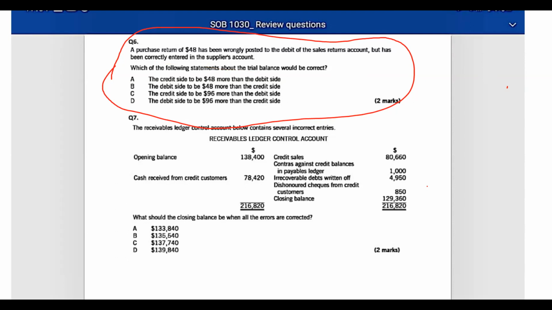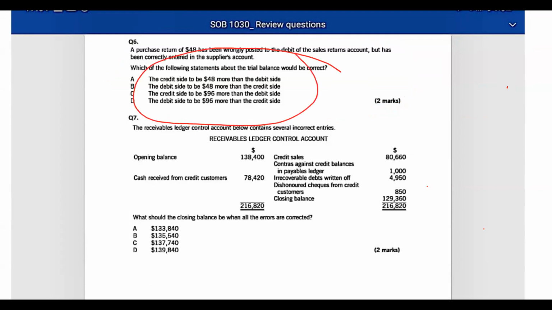Anybody? Yes, sir. Since we are going to correct this mistake which was done, it will be corrected with the 96, because one entry will be to cancel that entry in the sales. Then the other entry of 48 will be the correct entry, which will be entered not in the sales returns, but in the purchases. So the answer will be D.